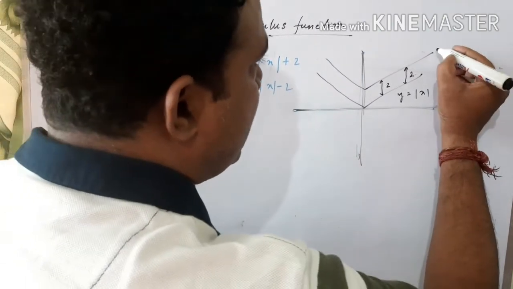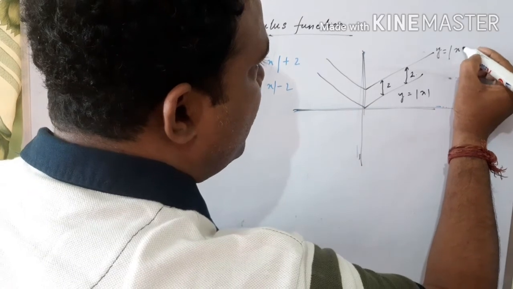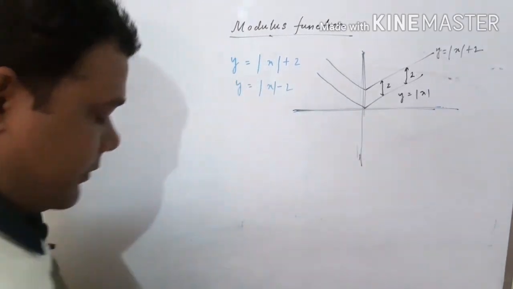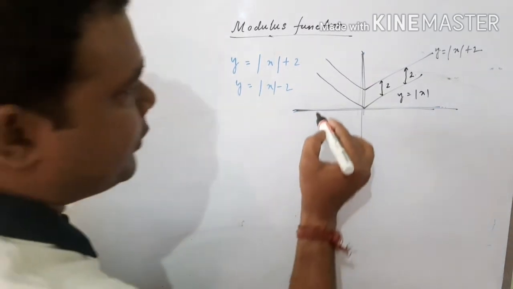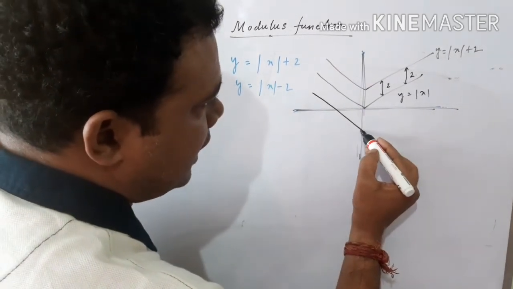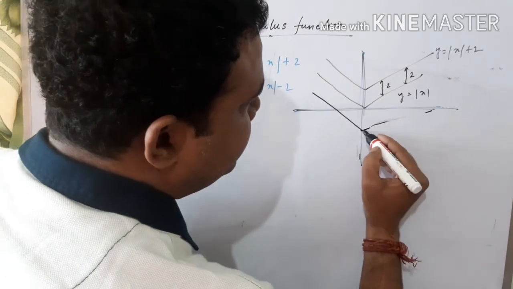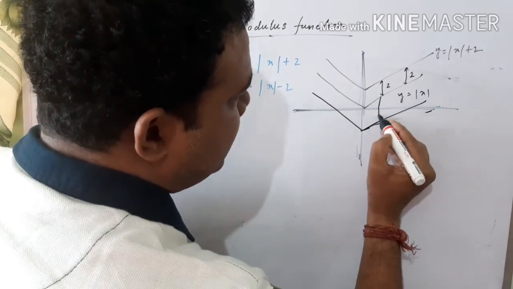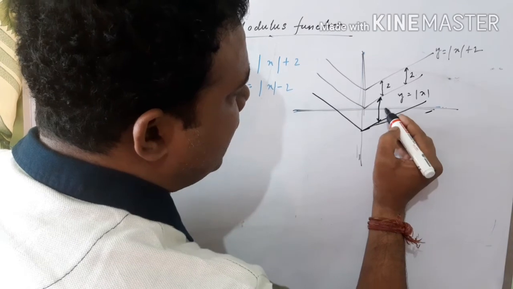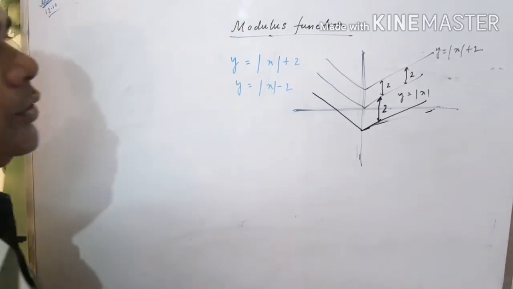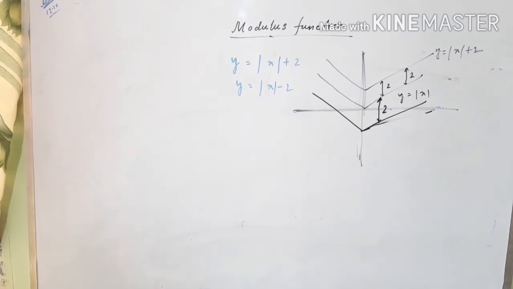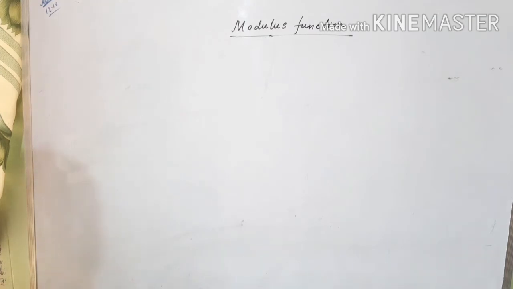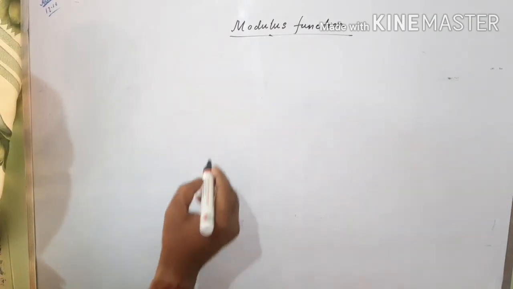So this one is the graph of y equal to mod x plus 2. Similarly, y equal to mod x minus 2 is the graph like this, so that the distance between these two lines is always 2 units. So we have seen y equal to mod x plus 2 and y equal to mod x minus 2. Now we shall discuss the mod of some other function.